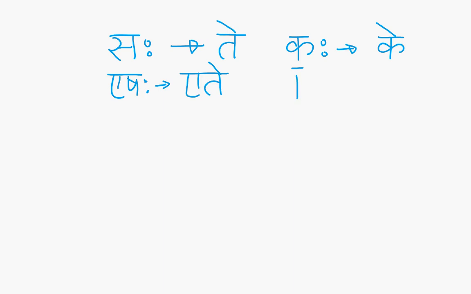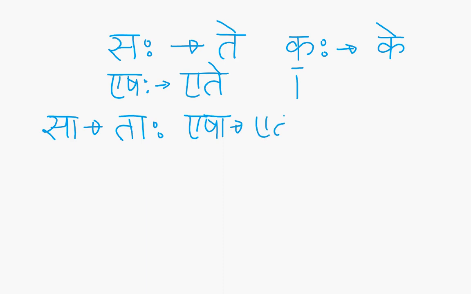Okay, we should have made one single line. Sa, ekavachanam strilingam, changing to bahuvachanam: taha. And esha changing to etaha. And here ka changing to kaha, strilingam, right? Kaha is the question word.